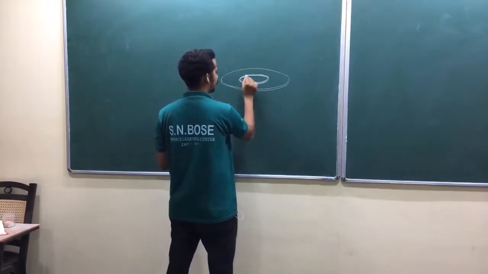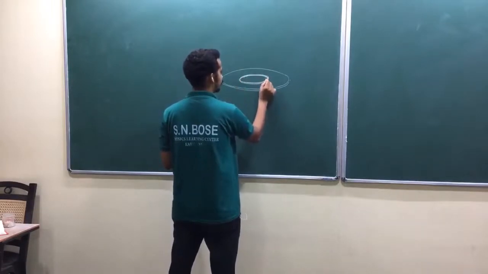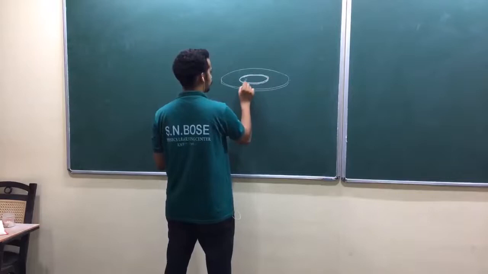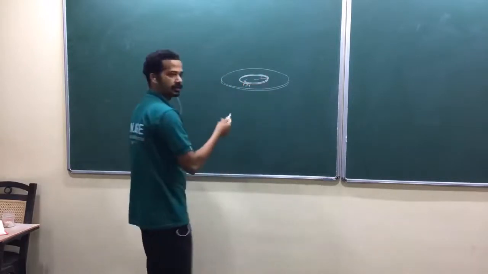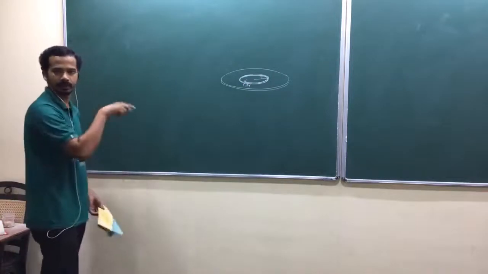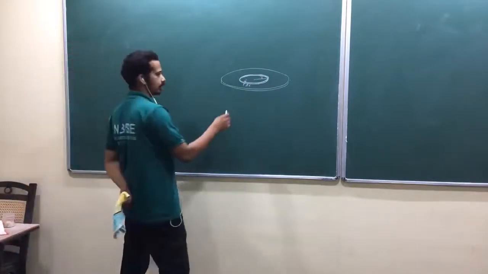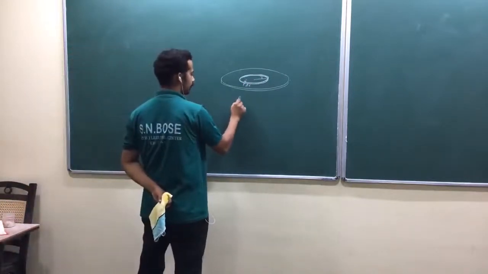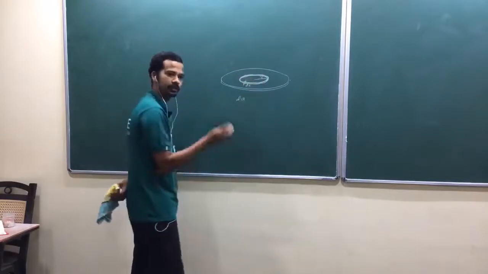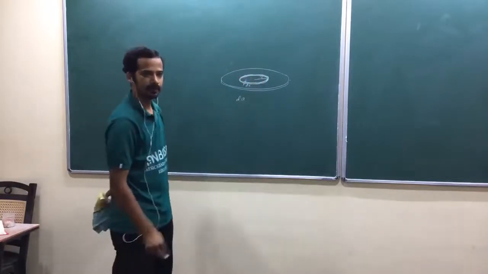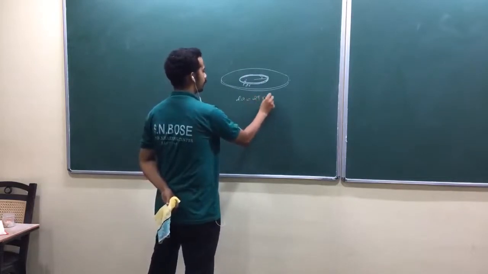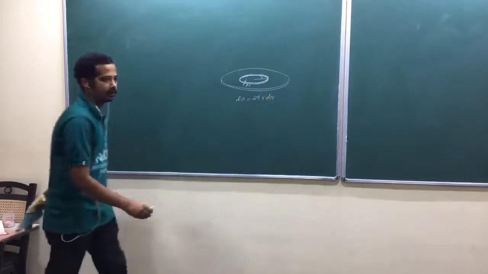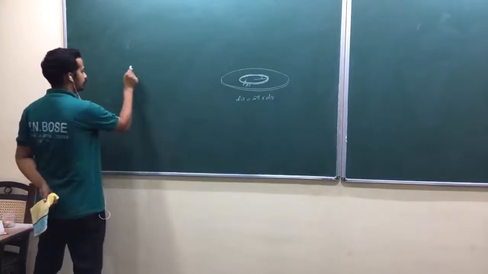Suppose this ring has a thickness dr of radius r, then it is r to r plus dr. Inner radius is r, outer radius is r plus dr. Then we have written the surface area of the ring, the total elementary small surface area, that's equal to 2 pi r into dr. Am I right?